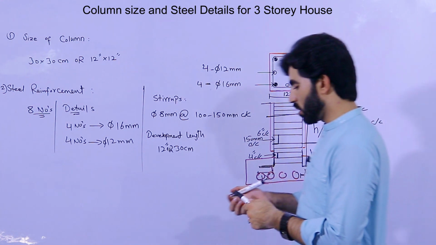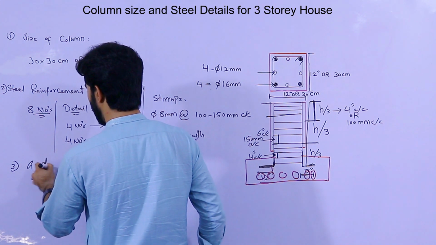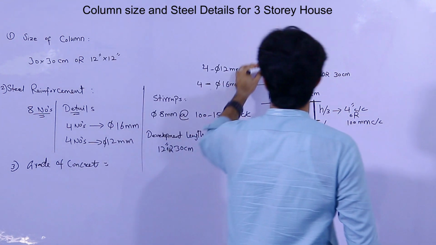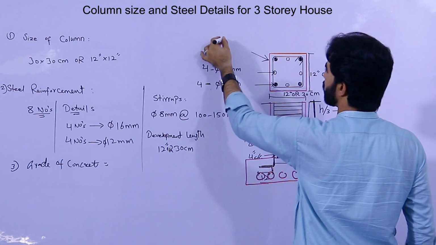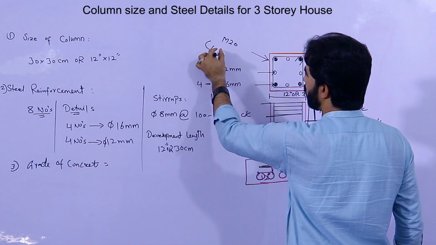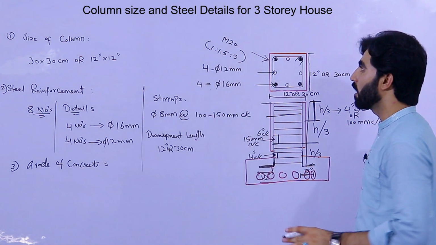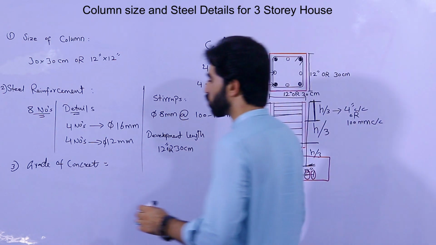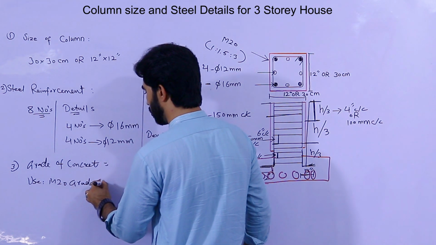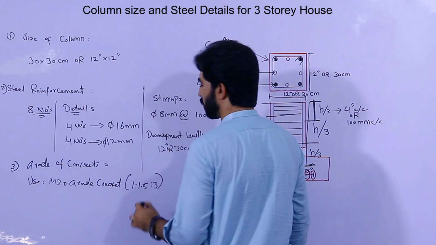The third one is the grade of concrete. Use M20, where the M20 ratio is 1 : 1.5 : 3. 1 part is cement, 1.5 parts sand, and 3 parts crush or aggregate. So this is M20. Use M20 grade concrete.